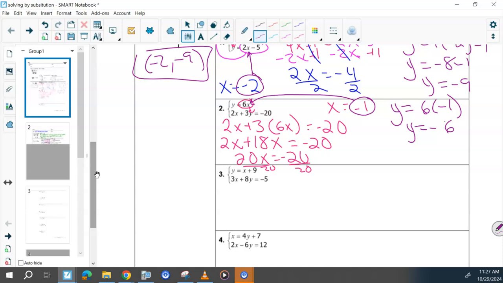So this would be one solution. How would I write that? Think about how we wrote our one solution before. -1, -6. Yes, -1, -6 in parentheses. Any questions about that?